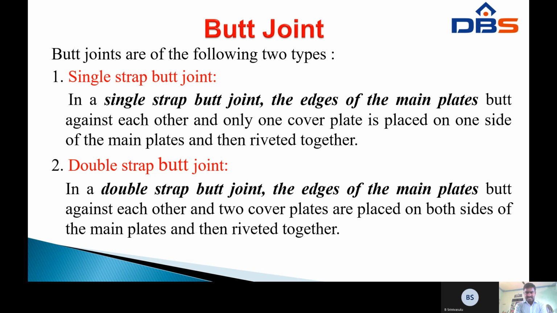Single strap butt joint means one cover plate is placed on one side of the main plates. Now the double strap butt joint. In a double strap butt joint, the edges of the main plates butt against each other, and two cover plates are placed on both sides. In double strap butt joints, two cover plates are placed on both sides of the main plates and then riveted together. Now, this is a double strap butt joint.